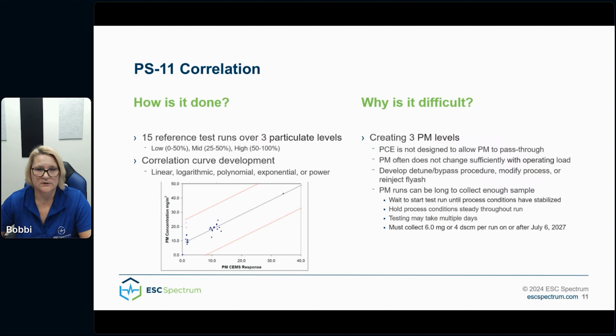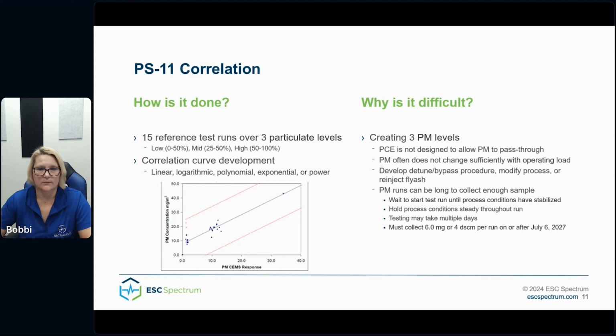The output of the PM CEMS during each run is plotted against the reference method results, and a correlation curve is fit to the data. There are 5 options: linear, log, polynomial, exponential, and power. Most curves are programmed into the DAS. The raw data from the PM CEMS is brought into the DAS, and then a correlation curve is applied.